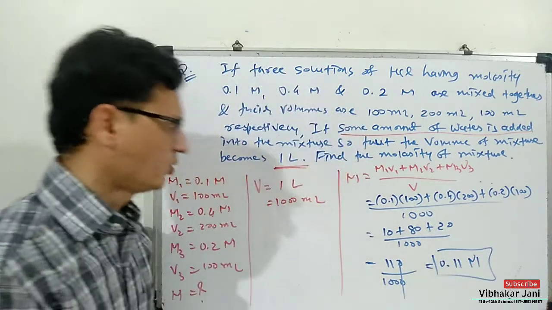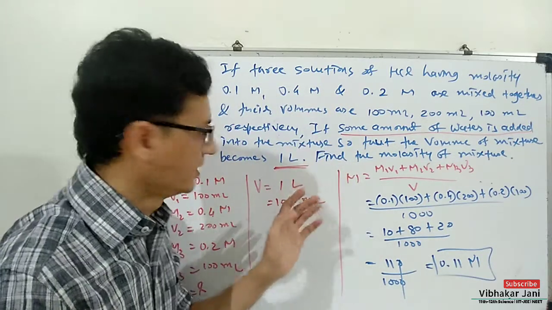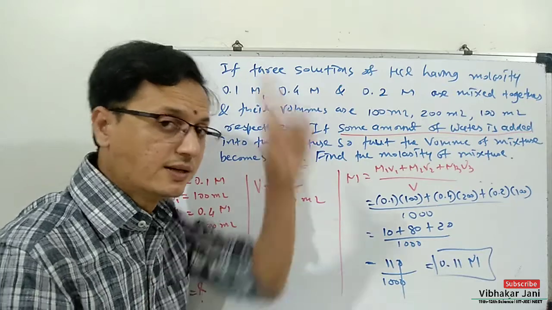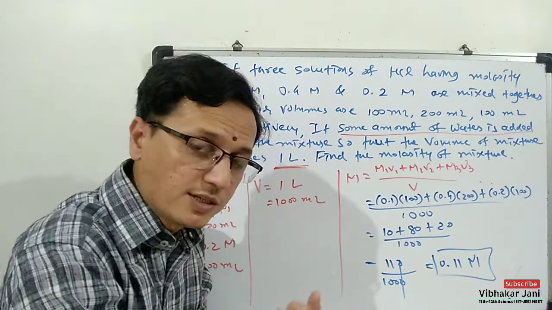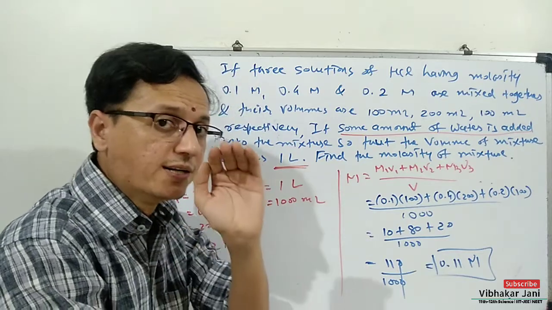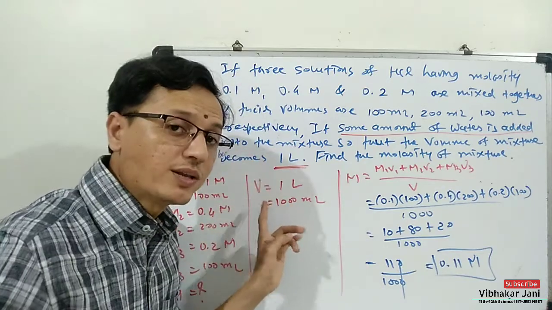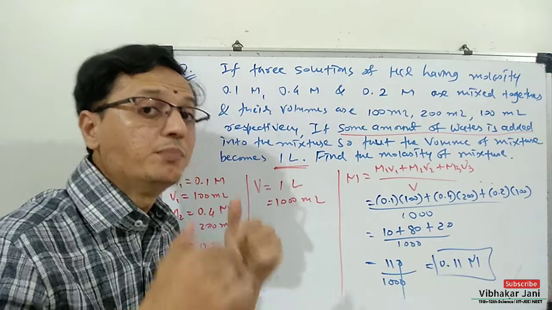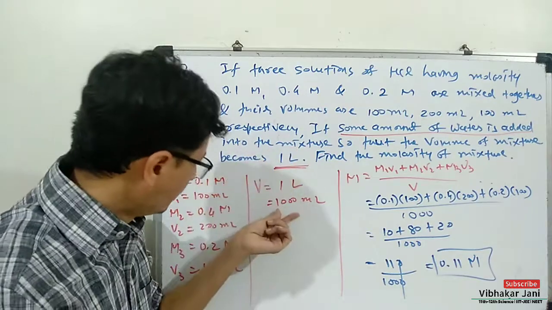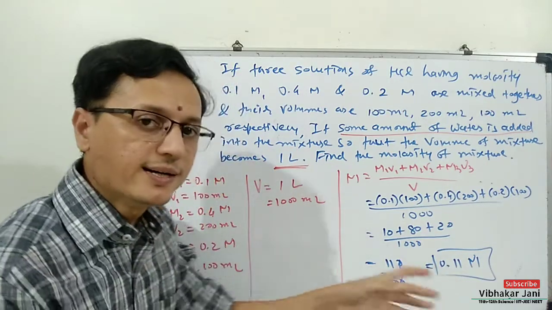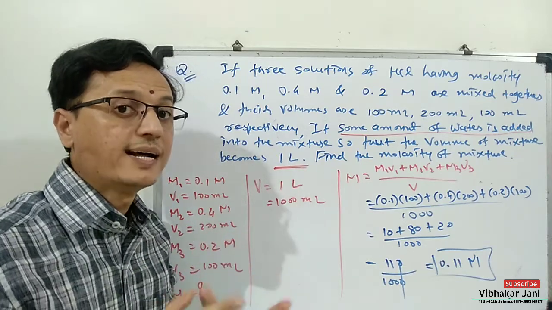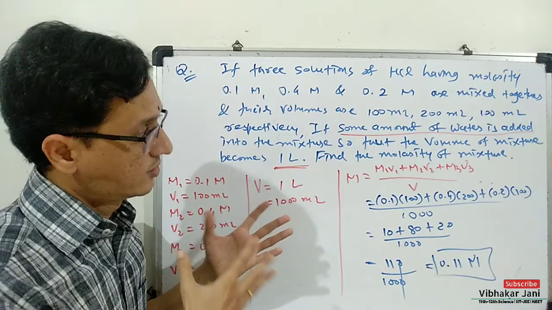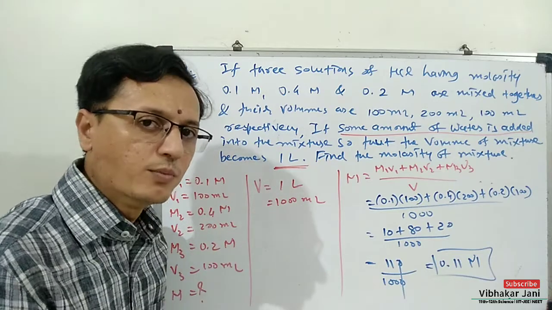So here the total volume of our solution is 1 liter, that is increased with respect to the previous question. So in previous question the total volume was smaller than 1 liter, therefore the value of molarity was bigger. But here volume increases, therefore molarity decreases. So these are the modifications of molarity and some numerical problems regarding molarity.